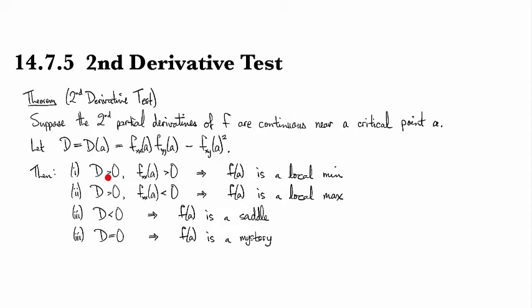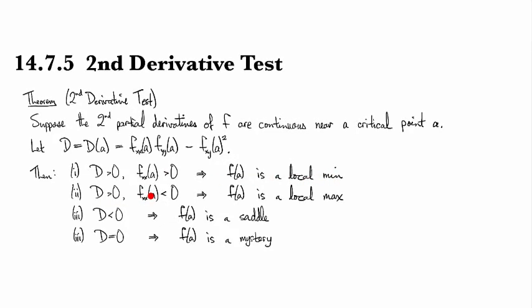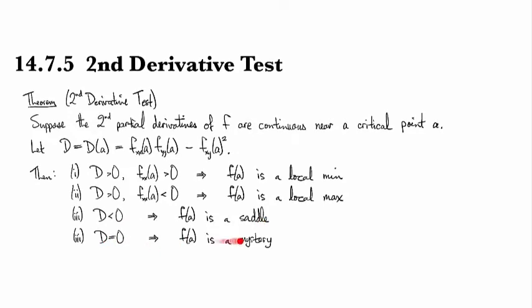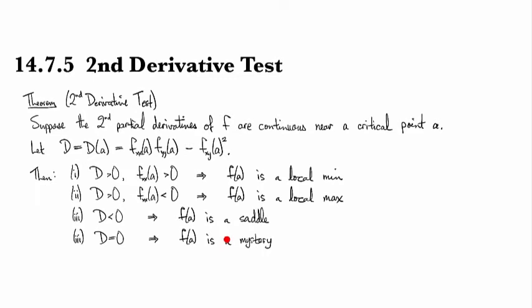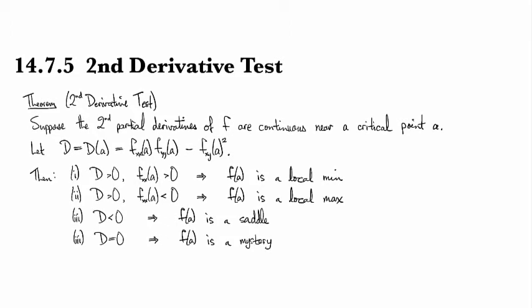If D and the second partial with respect to x are both positive, then we get a minimum. If D is positive but the second partial is negative, then we get a maximum. If D is negative, then we get a saddle. If D is equal to 0, then the test fails. It doesn't tell us anything, and so whatever's going on at this point is a mystery. It could be a max, a min, a saddle, or an other. It could be something that's none of the above.